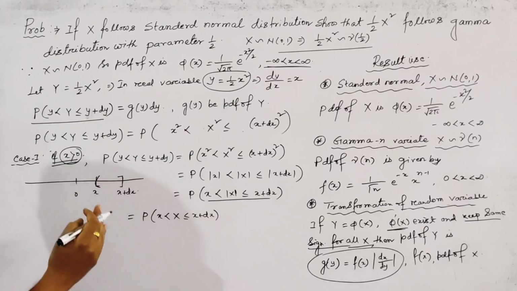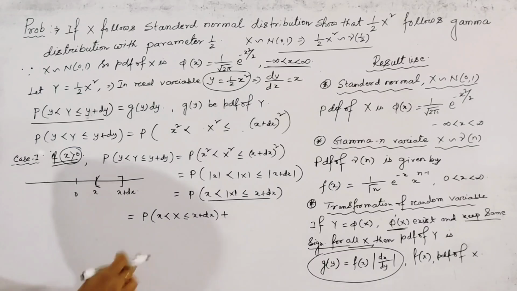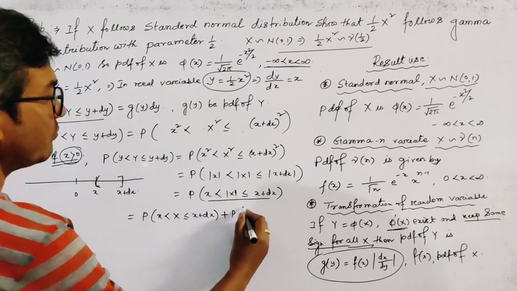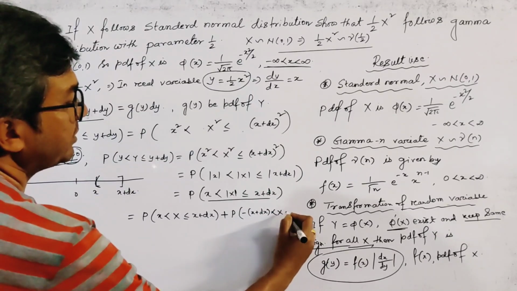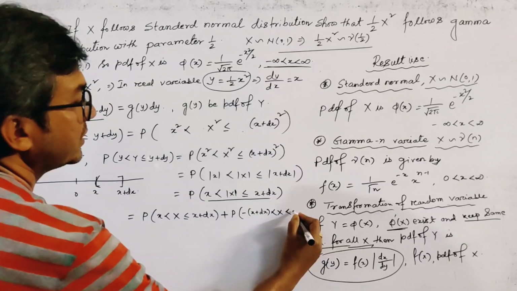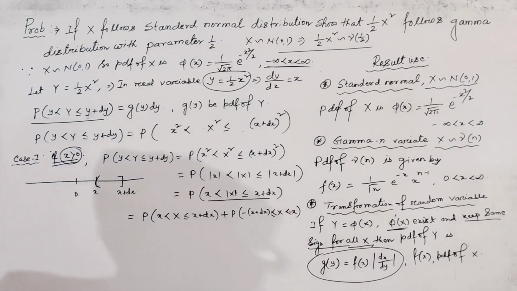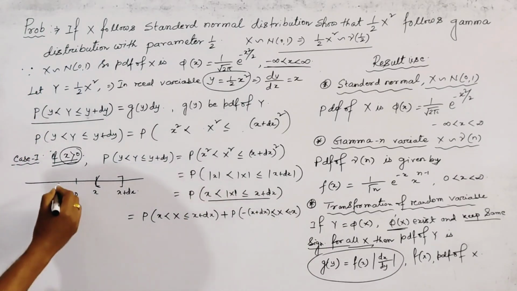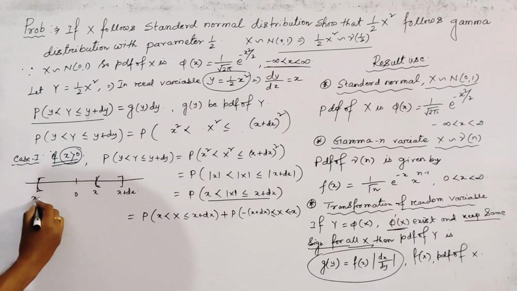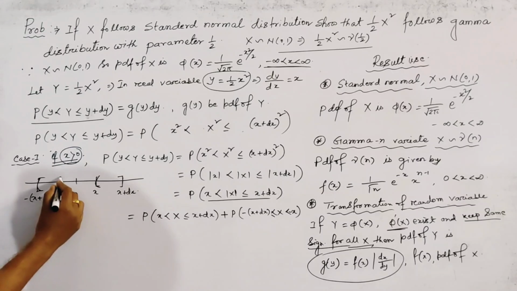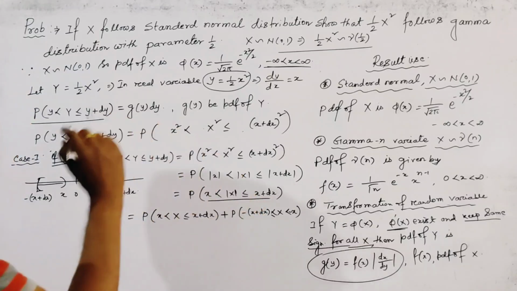Also, we get another event for this probability. That is, we write here plus the probability of minus x minus dx less than capital X less than or equal to minus x, sorry, this is negative. Why do we write this? Because if capital X lies between minus x minus dx and minus x, this is negative, and here this is x. For this reason, this event is also satisfied.